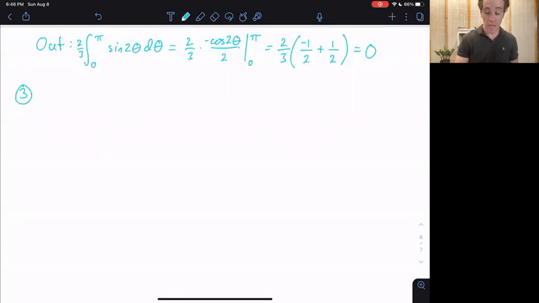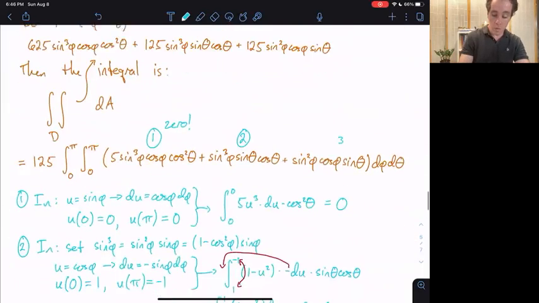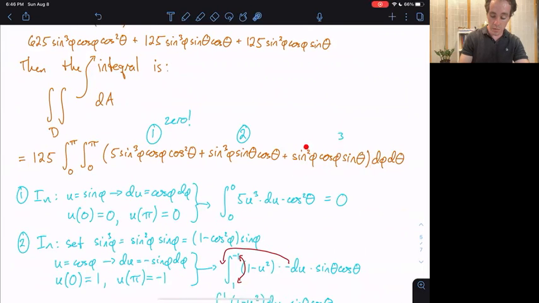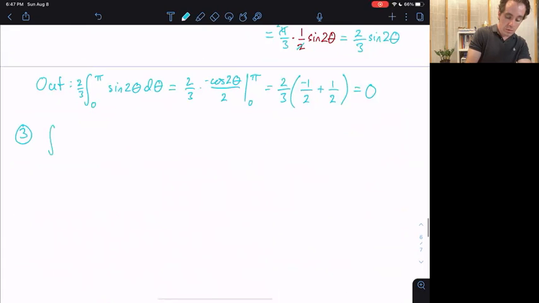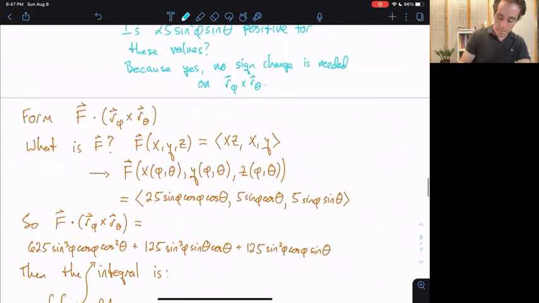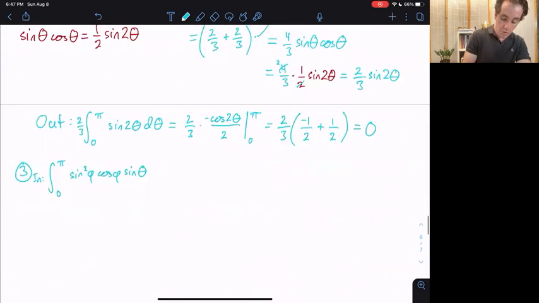Okay, the third integral. Everything else has been 0 so far. So maybe we'll luck out, and this will be 0 as well. We're looking at this. Sine squared phi cosine phi times sine theta. For the inner integral from 0 to pi of, I believe this was it, sine squared phi times cosine phi times sine of theta. Is that right? Sine squared phi cosine phi sine theta. Yep, bingo. It's worth checking.